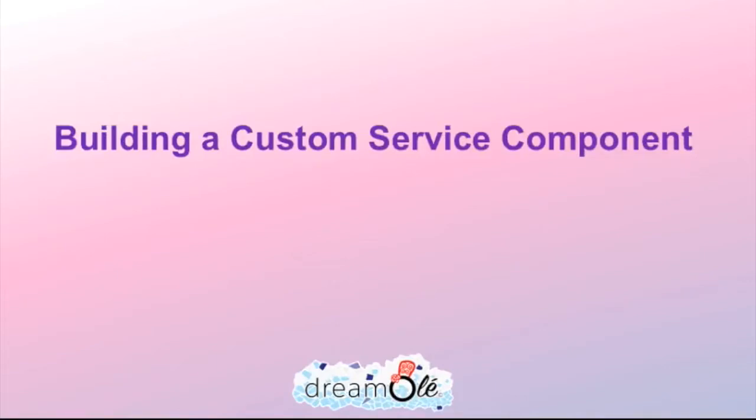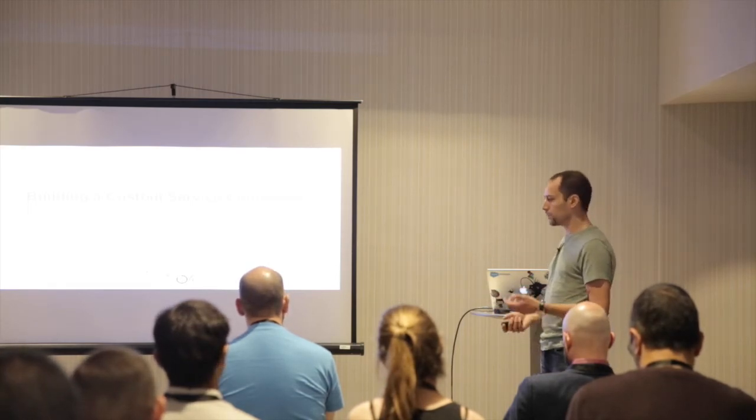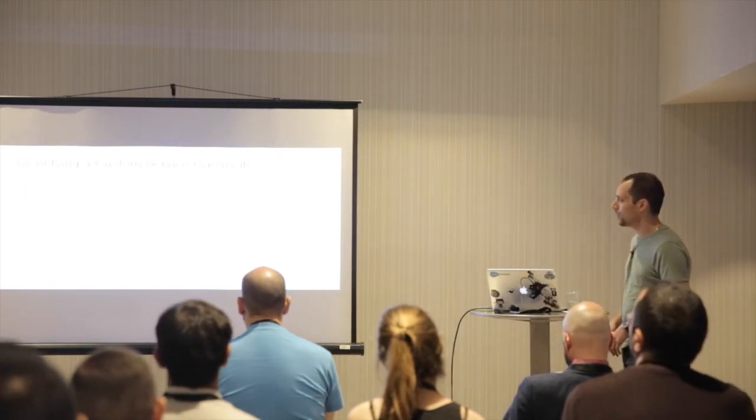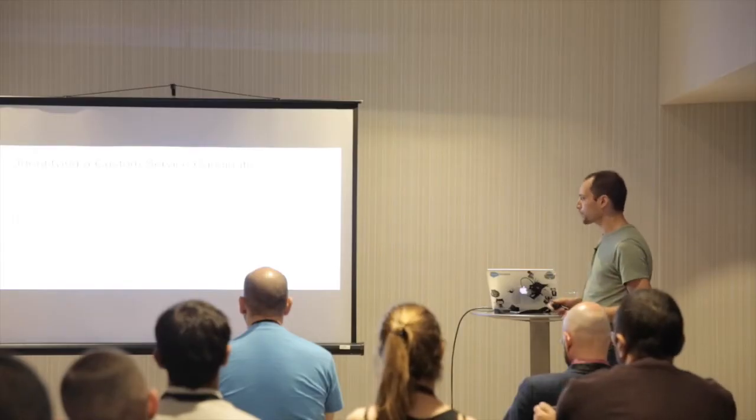Now that we've seen that, let's have a look at how you can build your own service components. The list of service components is increasing, but sometimes you have your own use case, which can make it interesting to create your own components. So how do you identify which are the good candidates for a Lightning service component? The first question you want to ask is, can it be reused? Is it a block of code that you can reuse across multiple components or multiple pages? That's a good question to ask, because it will simplify your core pages. You reduce code duplication, and you simplify the code by making it generic.